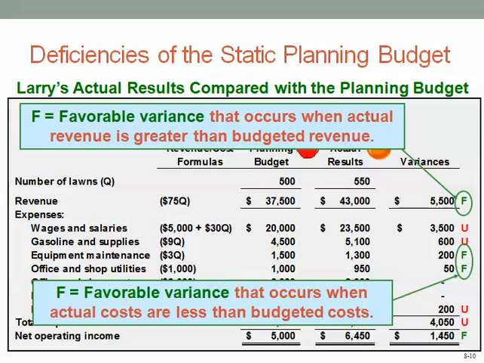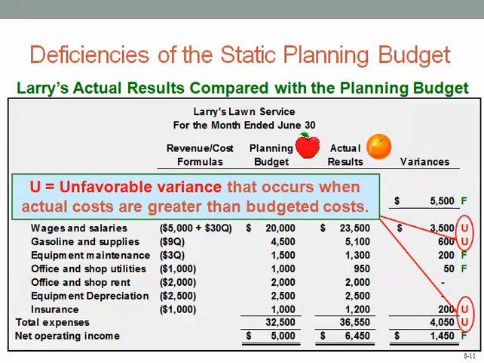When we look at variances, we will consider variances to be favorable for a revenue variance if revenues are higher than originally expected. And expense variances will be considered favorable if the actual cost incurred is less than we had originally budgeted. That also means that if our expenses turn out to be higher than we had originally budgeted, we will interpret those as being unfavorable variances.